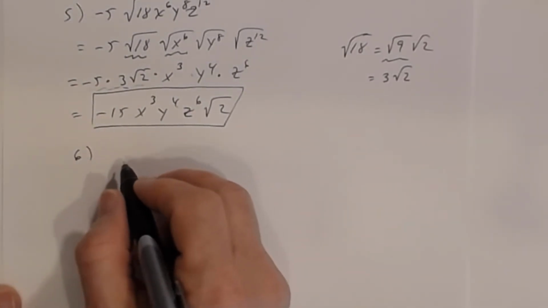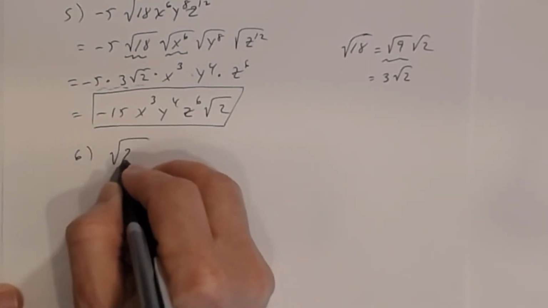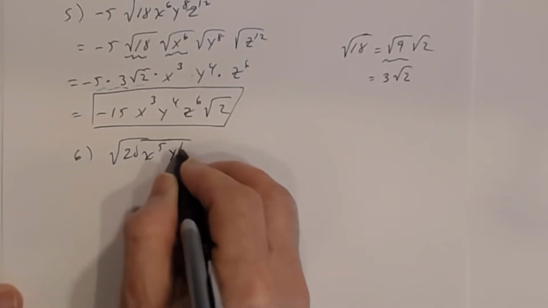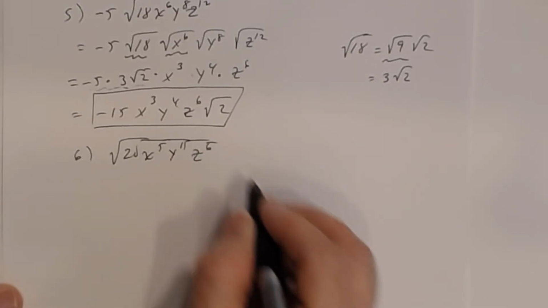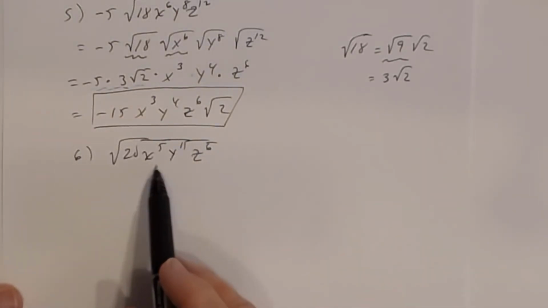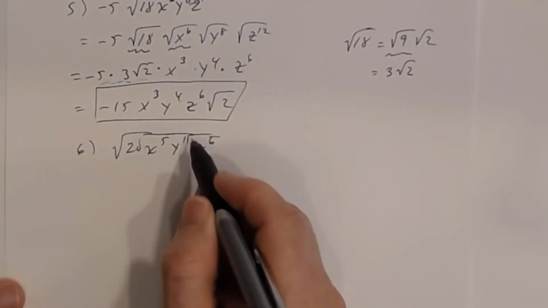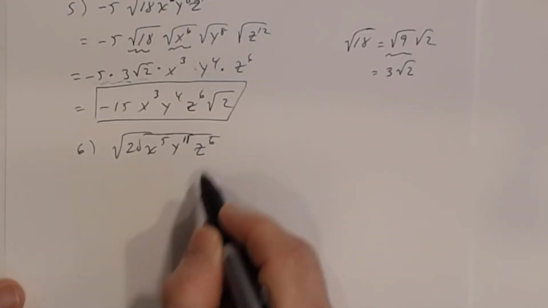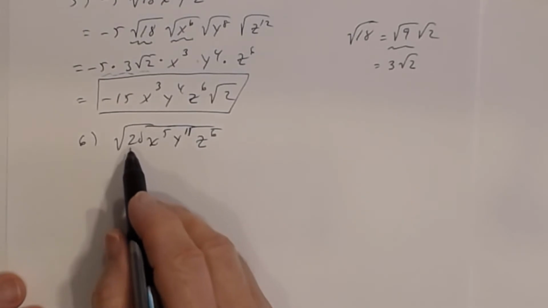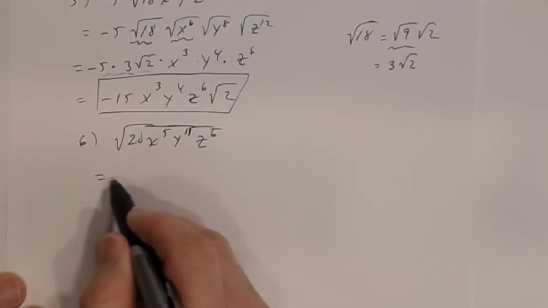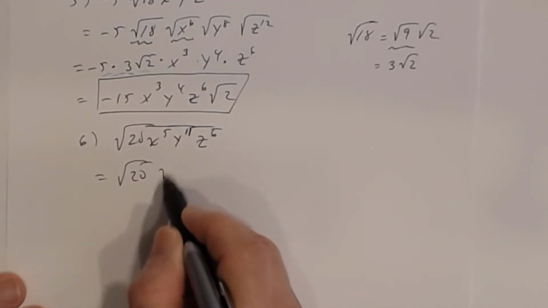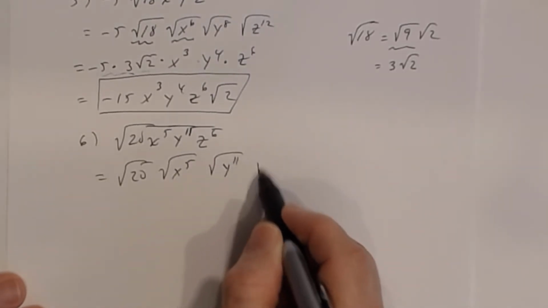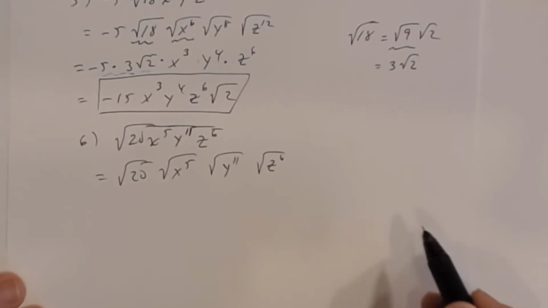Number 6. We have the square root of 20 x to the 5th y to the 11th z to the 6th. Rewriting this as a product, I'm going to write it as the square root of 20 times the square root of x to the 5th times the square root of y to the 11th times the square root of z to the 6th.